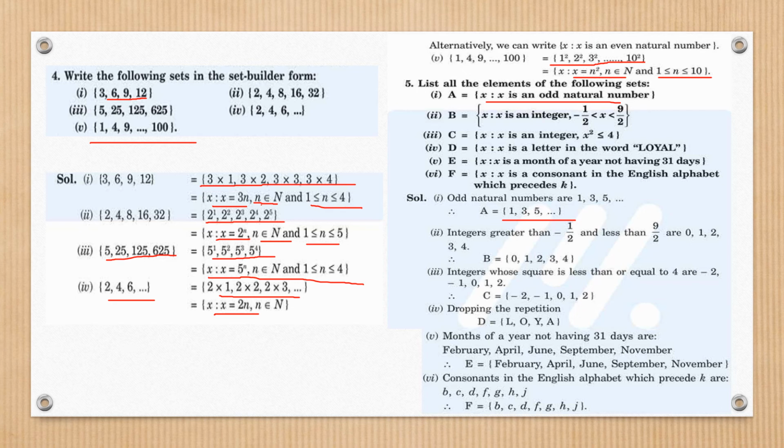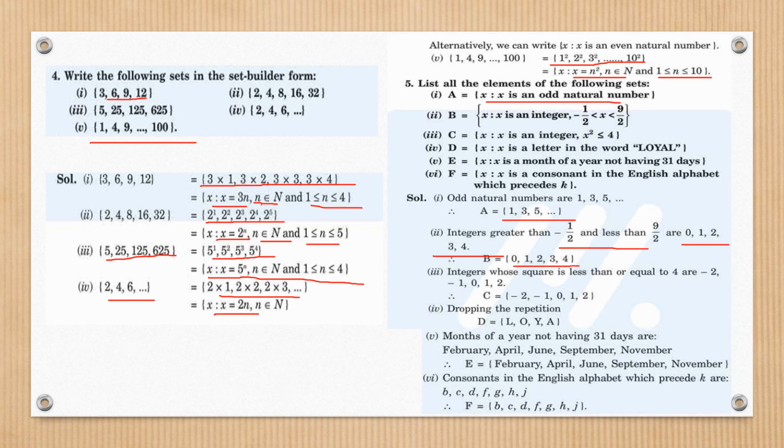So dear students, just be careful, you have to take all the integers, right? So you know minus half is lying between 0 and 1. So between them you have to take all the integers that are 0, 1, 2, 3, 4. So this is your required answer.